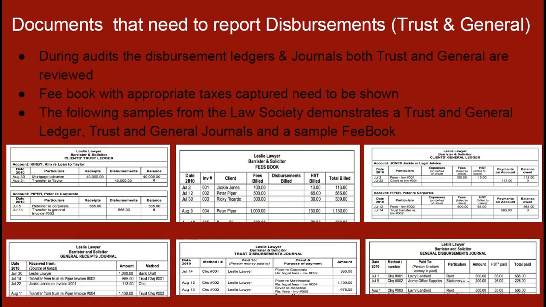The actual amount. But if you notice, a very important column here is the HST paid. Again, if that applies to you, if you're collecting and paying HST, it's very important to keep in mind. That amounts to the total paid. So we'll definitely look at how you generate trust and general ledgers going forward.